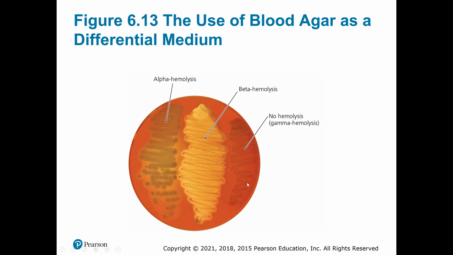The organism on the right could not use or break down those red blood cells at all. We call that gamma hemolysis. There's no halo or any clearing around that streak. So if you had an unknown bacteria and you streaked it on blood agar, you're going to look for one of these three results, and now you can start classifying your organism, or you learn a little bit more about what your bacteria can do.